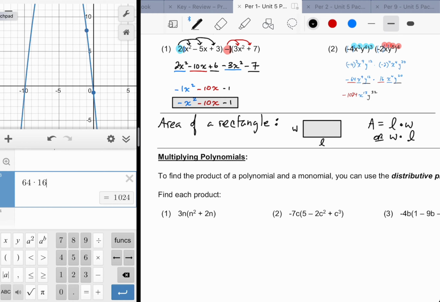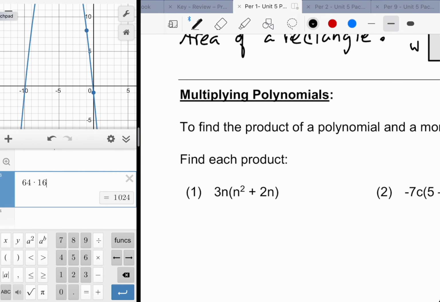All right? So if we're multiplying two factors, we're really finding the area, assuming that those two factors are dimensions. So this isn't really a case where the 3n is the width or the length, and the n squared plus 2n is the width or the length. It's that we have two dimensions of a potential geometric figure.